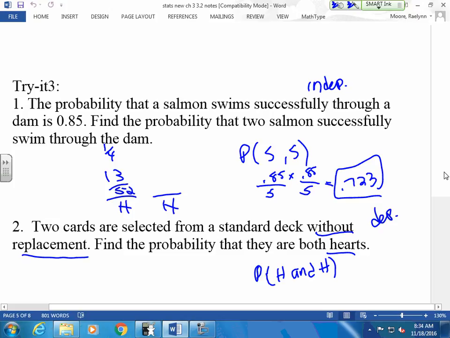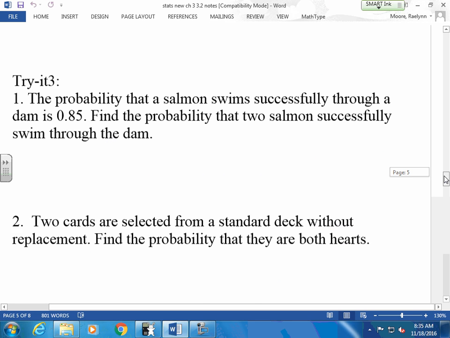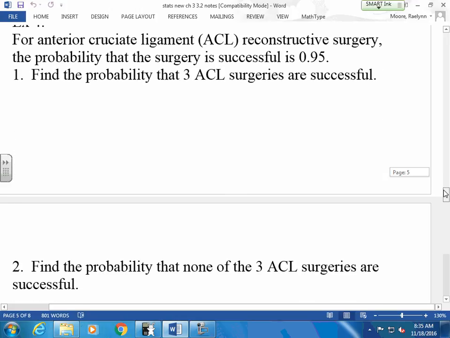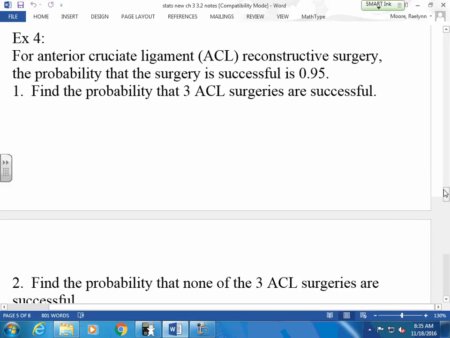How many cards now do I have to choose from? 51. How many hearts are left? 12. And now I multiply. And this one, I don't know what it comes down to, but it comes out to be 0.059. Are we kind of feeling this? Yeah? The multiplication rule? Not bad. The key part to the multiplication rule is, am I replacing it or am I not replacing it?